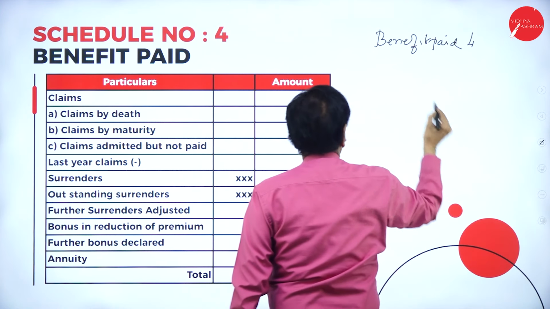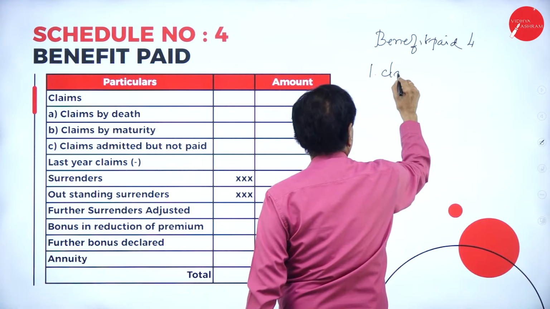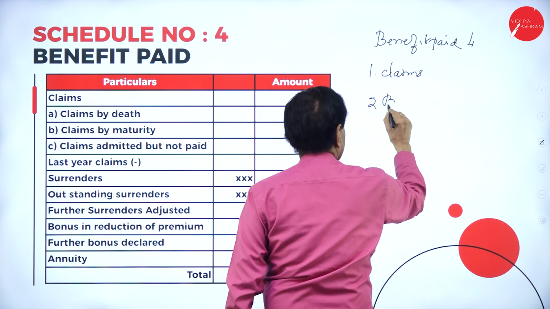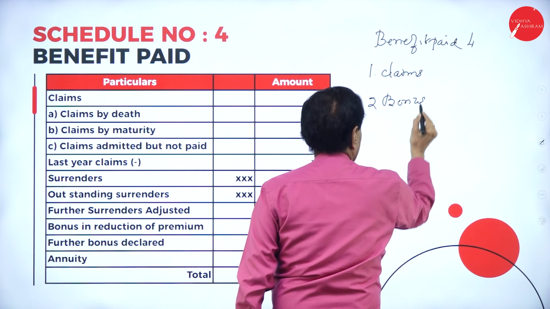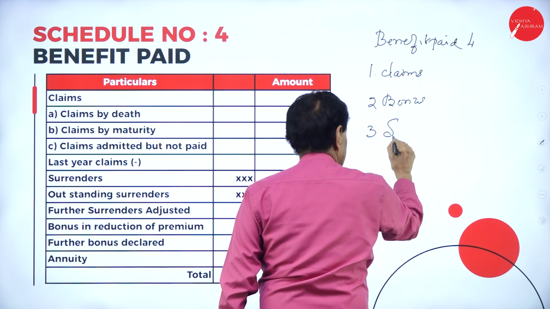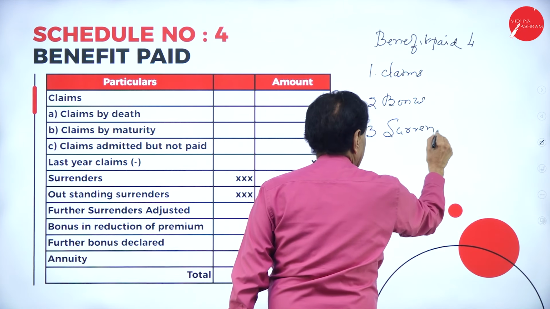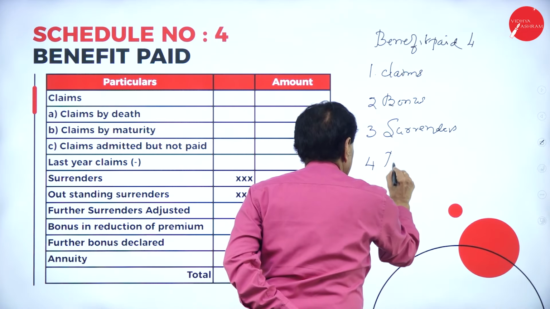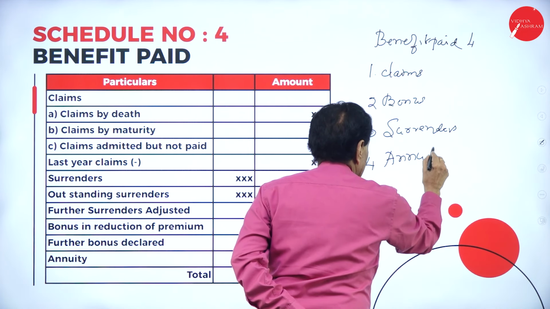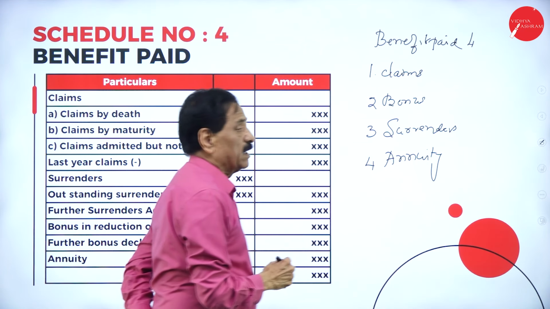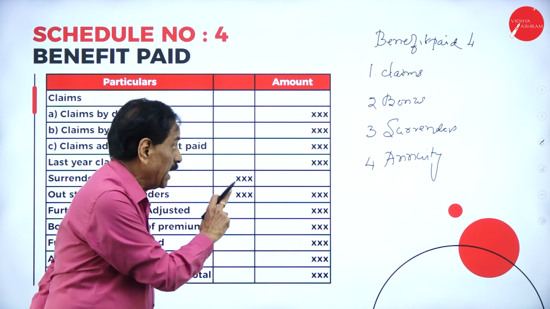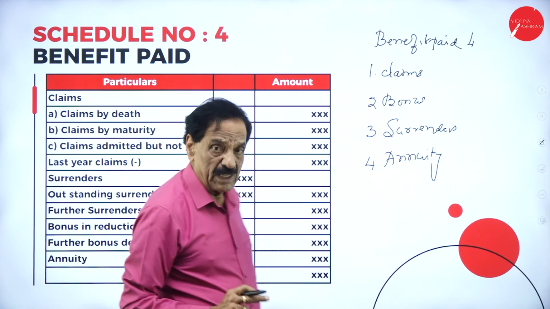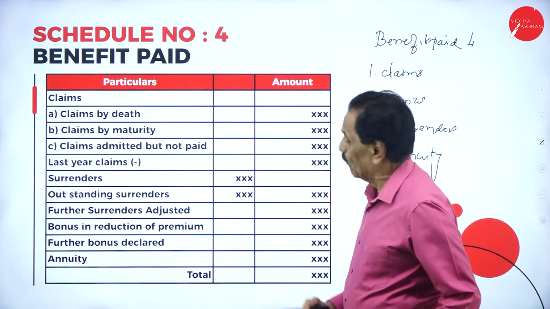Schedule number 4. First is the claims. Second is the bonus. Third is the surrenders. Then fourth is the annuity. So which are the 4 items? One is the claim, one is the bonus, one is the surrender, one is the annuity. These are all the items under 4.